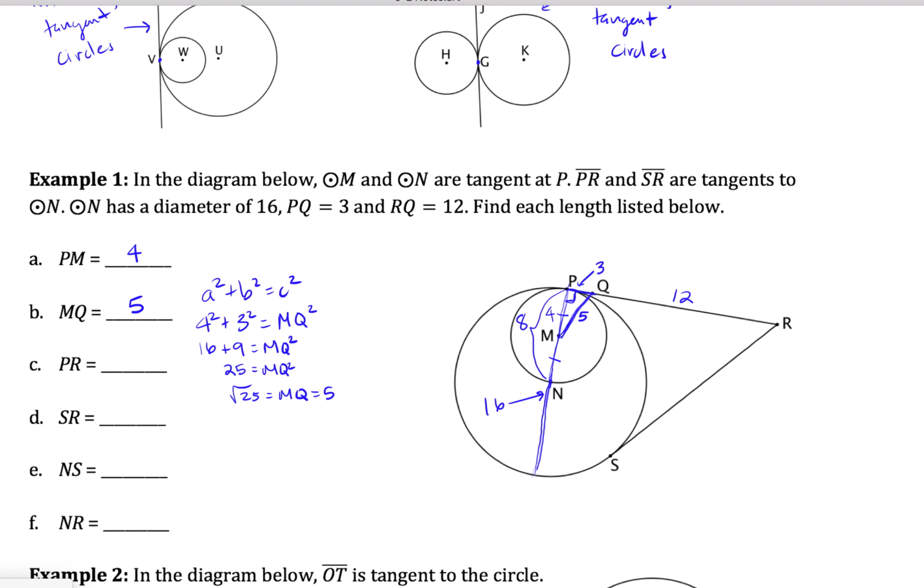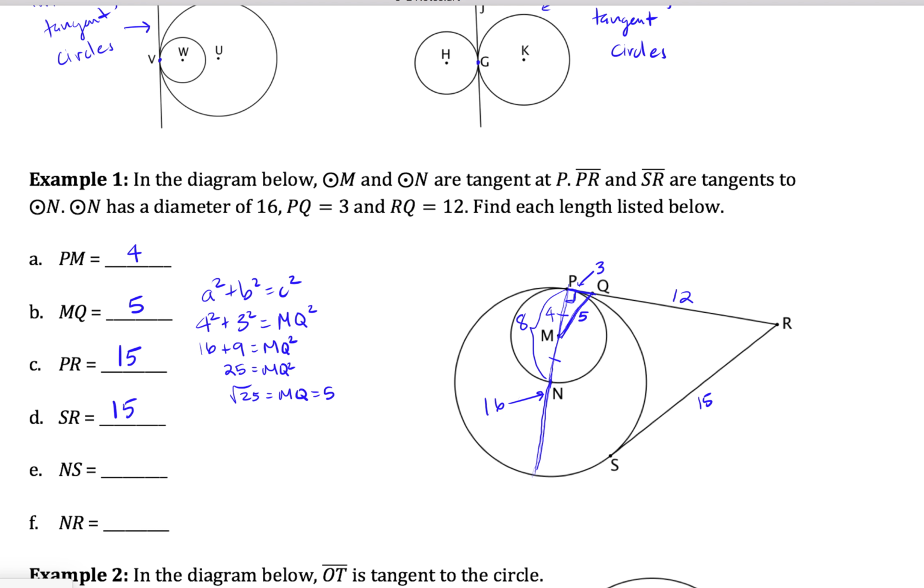Next, we're supposed to find the length of PR. And so we can just use the segment addition postulate and realize that the length of PR would be PQ plus QR, or 3 plus 12. So that's going to be 15. Not too hard there. The length of SR is, well, SR is a tangent, right? And so is PR. And we learned earlier in the video that all the tangents from point R to this circle N would have to be congruent. So if PR is 15, SR would have to be 15 as well.